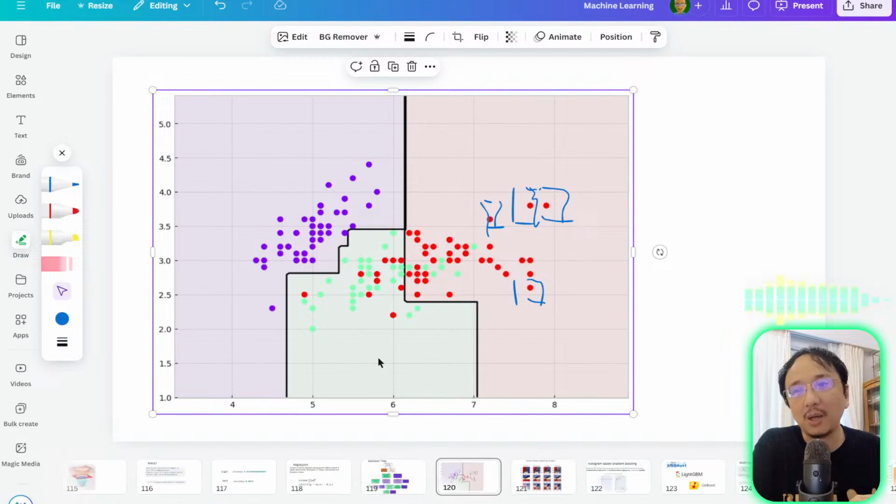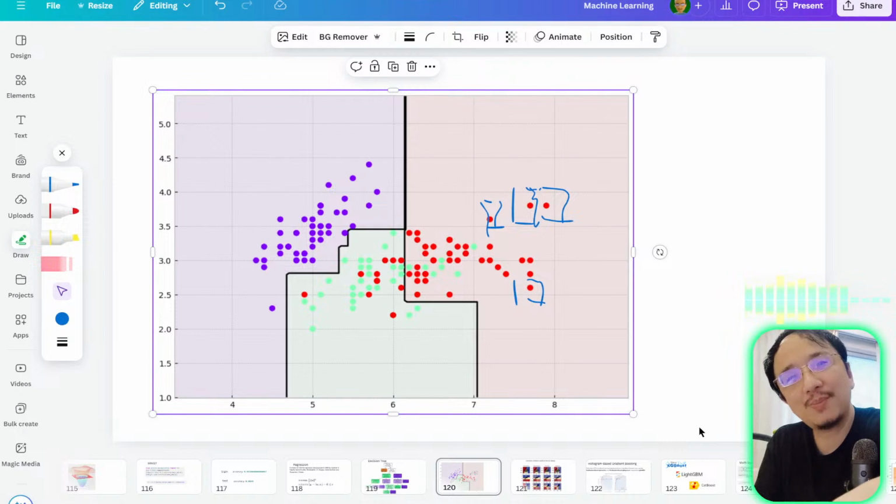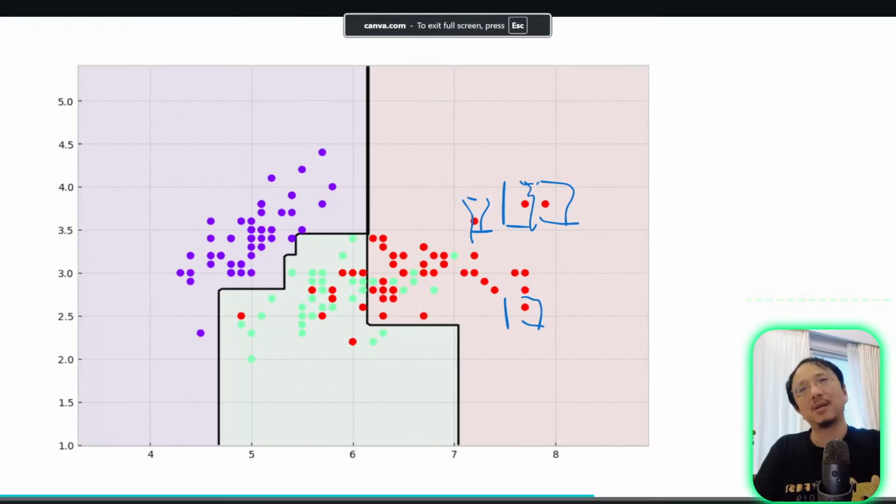Okay, I don't know why, but I cannot see my cursor. Let me just use my hand to do this, this touch screen. Okay, don't worry about it.